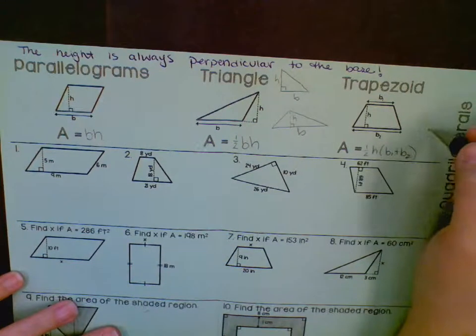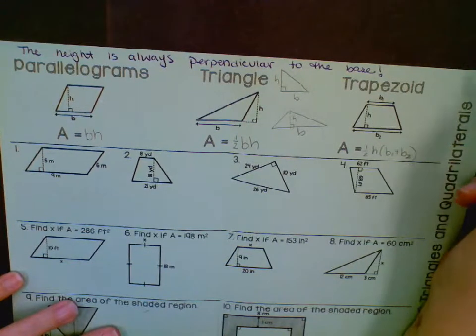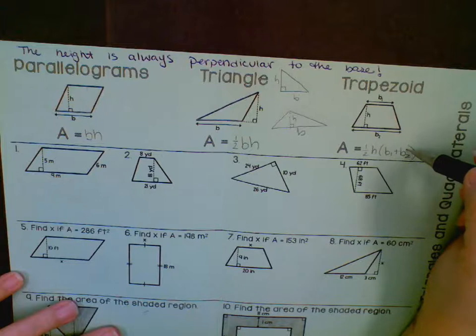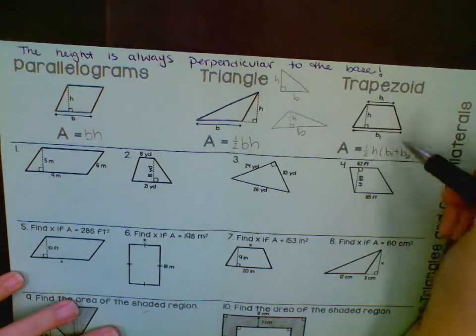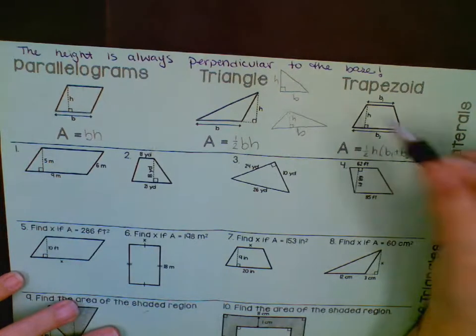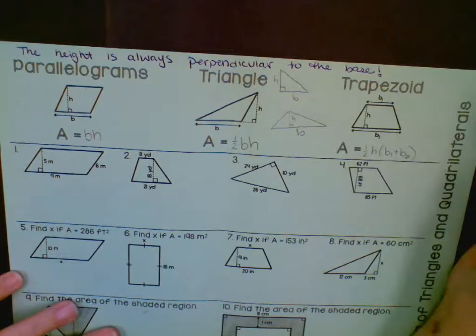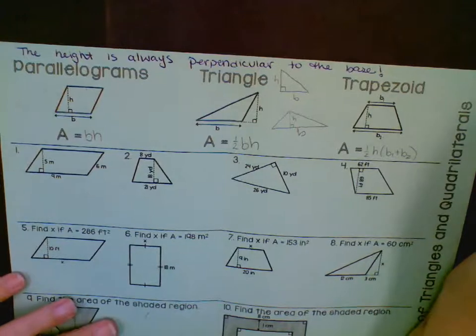And then for our trapezoid, we have 1/2 times the height times the sum of the bases. So really what you're doing there is finding the mid-segment, because half of the sum of the bases is the mid-segment, and then you're multiplying that by height. Okay, so let's get started.